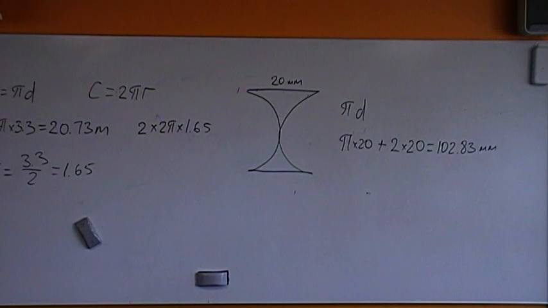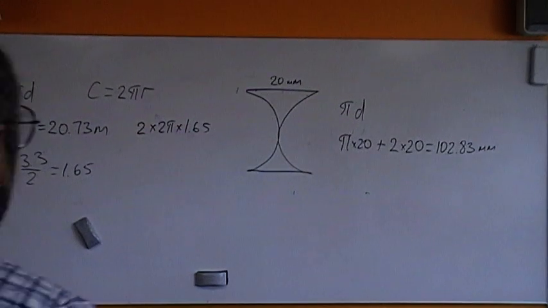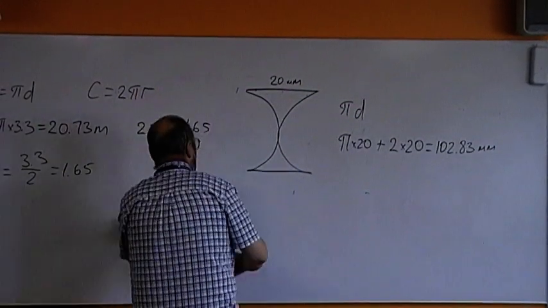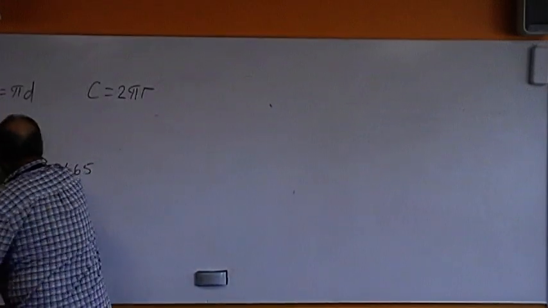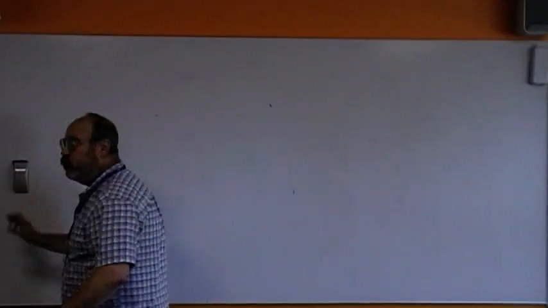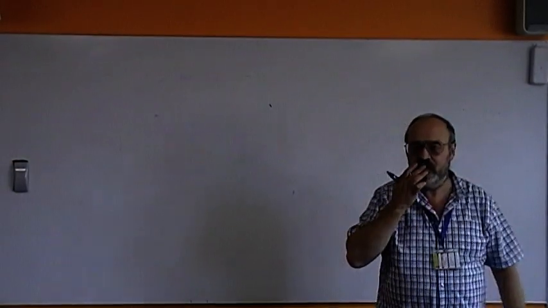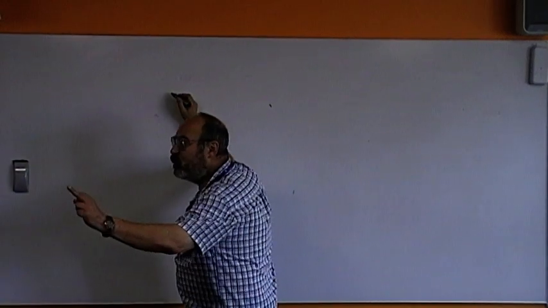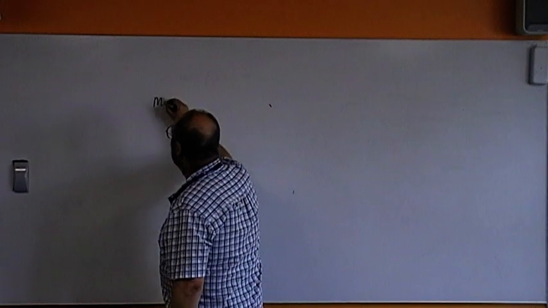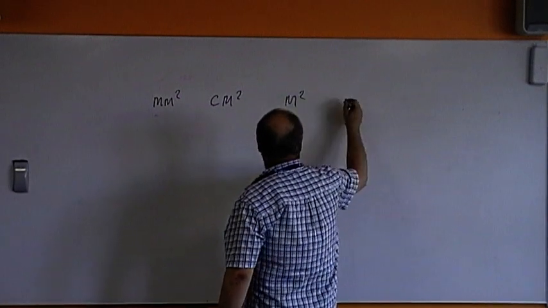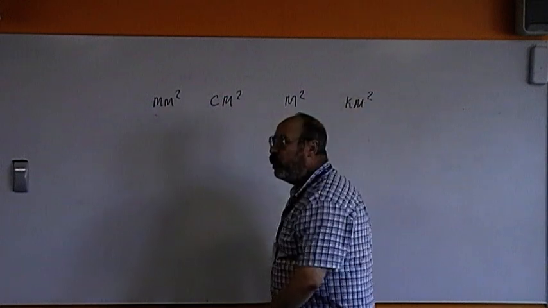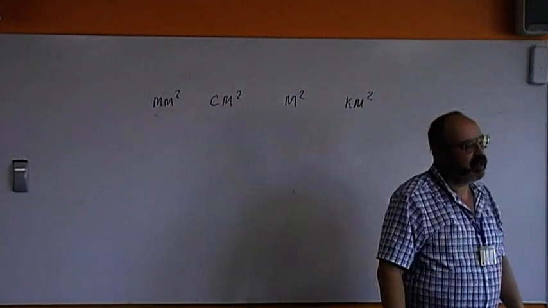So recording started. Today we're looking into areas. First of all, let's recall what the units of measurement of area are and what the relationship between those units is. So what units of area do you know? Millimeters squared. Yeah. For area, we have millimeters squared, centimeters squared, meters squared, and kilometers squared. Now, 1 centimeter is how many millimeters?